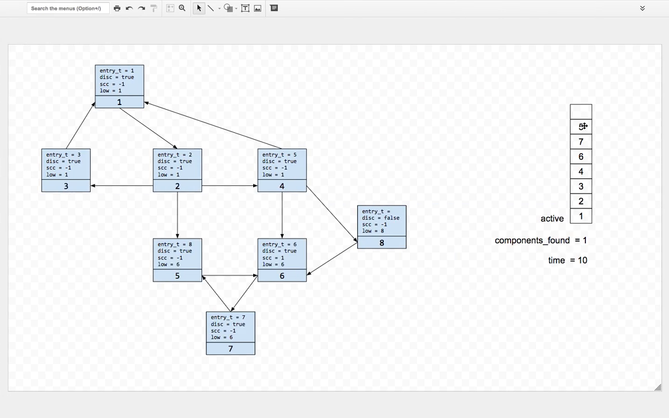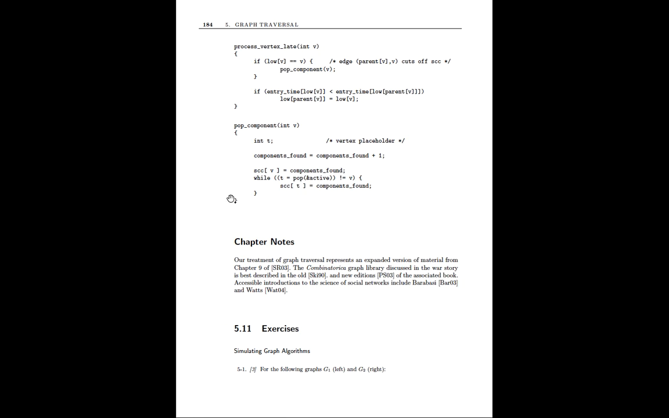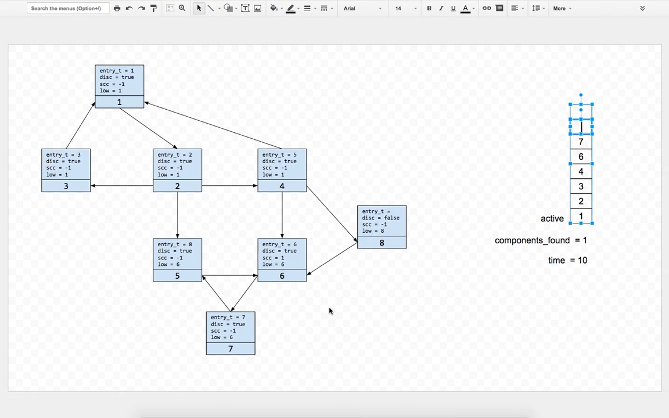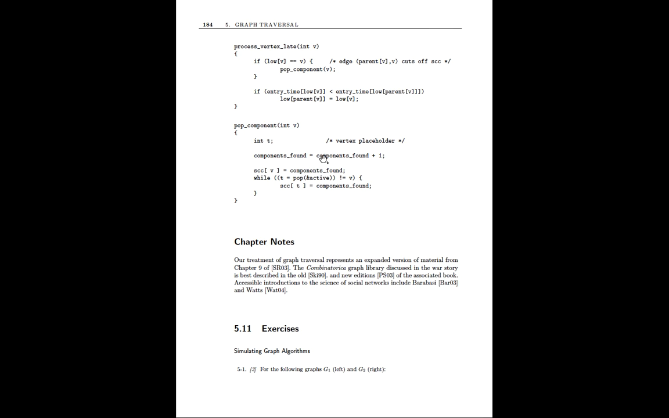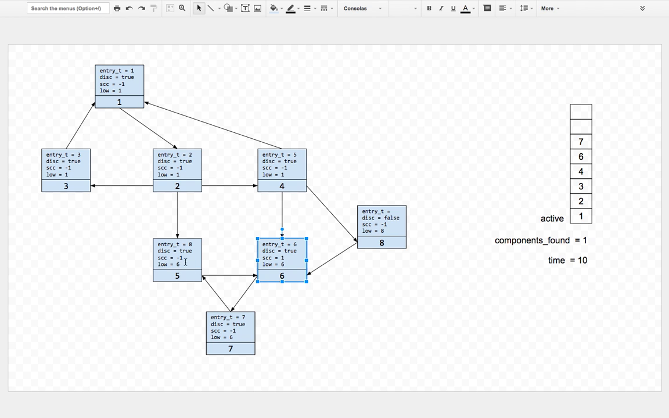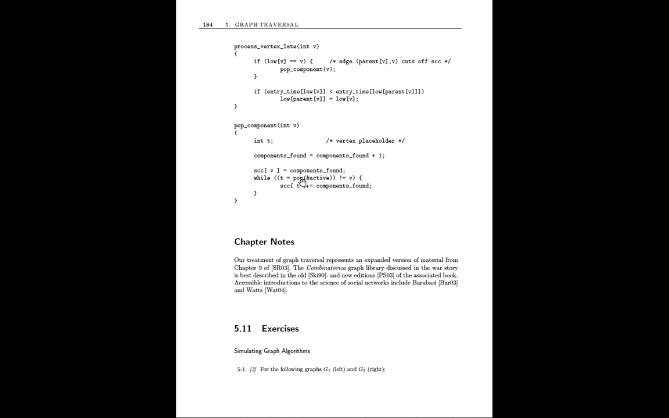So we pop 5 off of our stack here. So now 5 is t in here. T does not equal our vertex, which is 6 that we are currently exiting. So we continue with this while loop here, and we set SCC, strongly connected component for t, which was 5, to be components found. So here's vertex 5. I set SCC to be 1. And then I continue with the while loop.